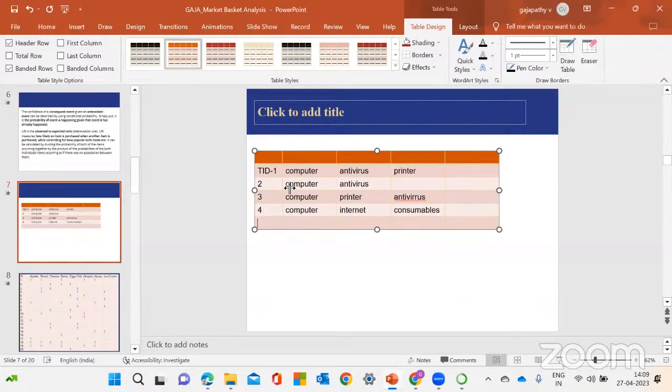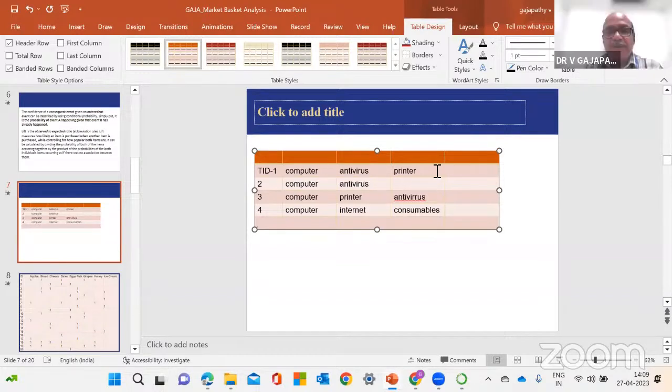So computer, antivirus, printer, if I buy, this is one transaction. And the association between computer, antivirus, and the printer, we are finding the association. Of these, say for example, 4 transactions, which type of association is stronger? The association is stronger among computer, antivirus, and printer compared to computer, internet, consumables, because it is happening only once.